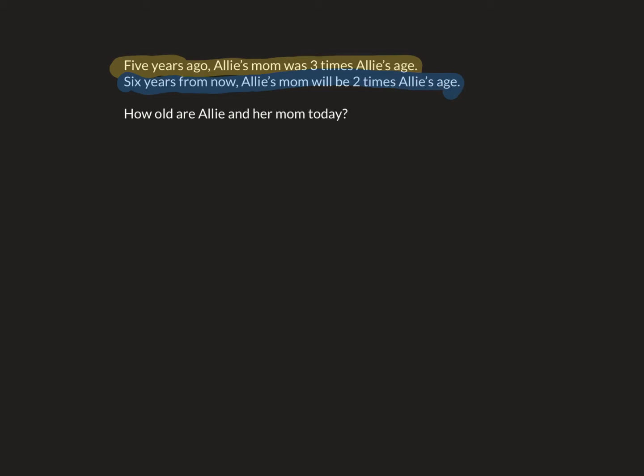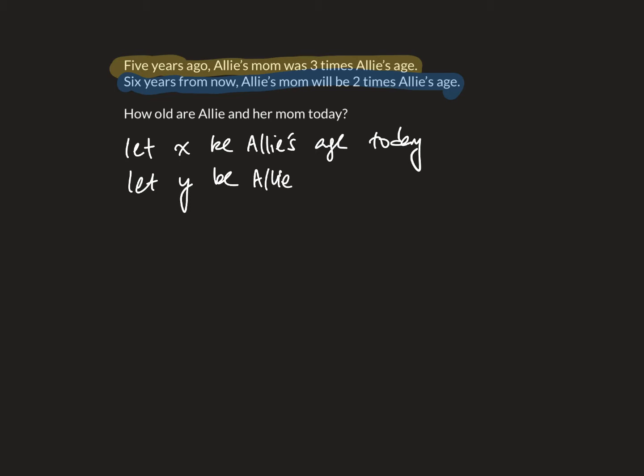So let's get started. Usually, when we see what we're solving for, we're looking for Ellie's age and her mom's age today. So maybe let that be x and y. So let x be Ellie's age today, and let y be Ellie's mom's age today.